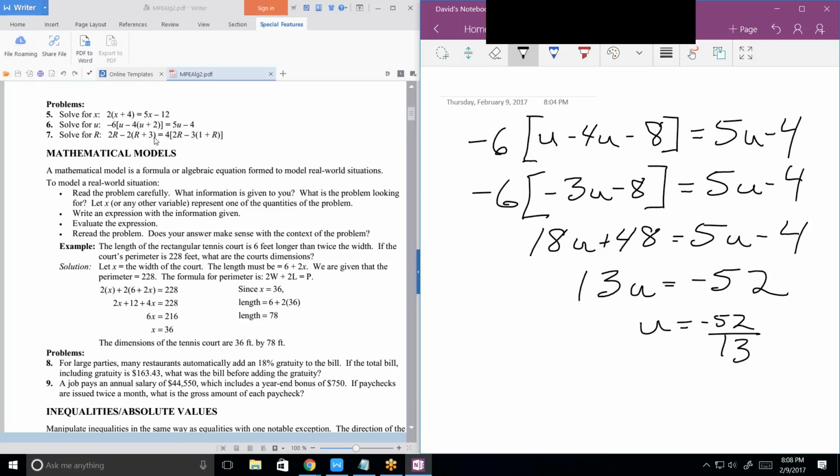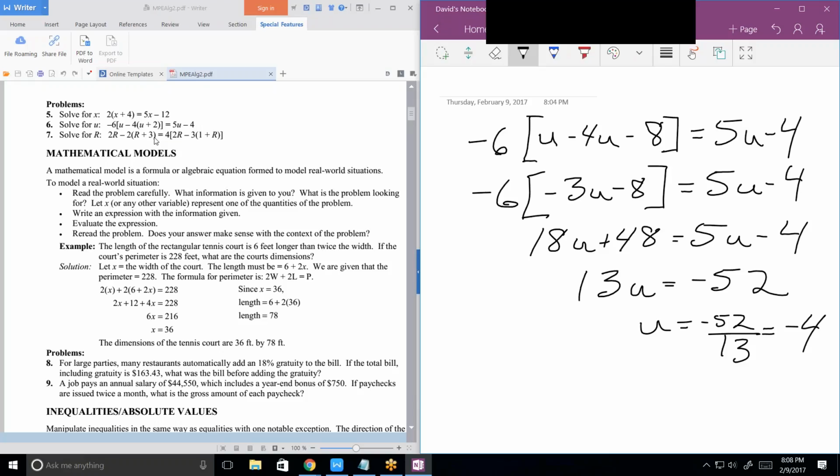Can that be simplified? Well, there's 52 cards in a deck, and there's 4 suits. And there's 13 cards in each suit. So what's 52 divided by 13? 4. So the answer is u equals minus 4.